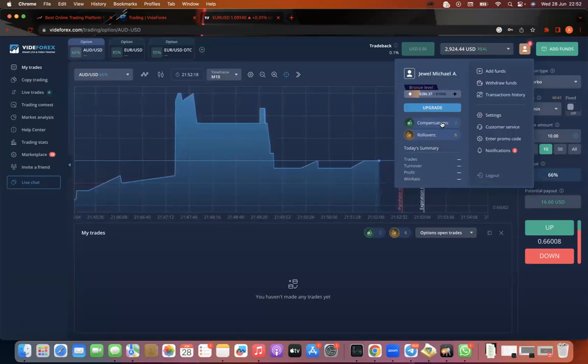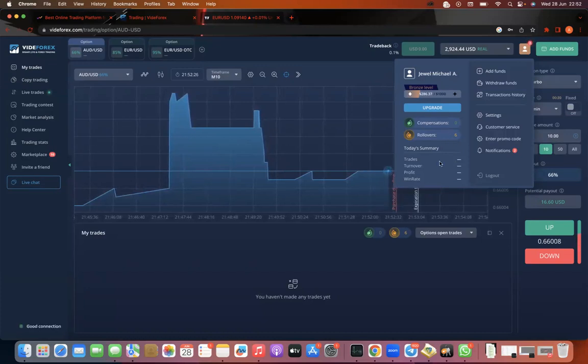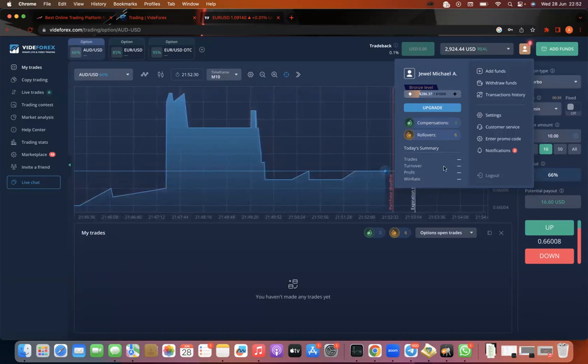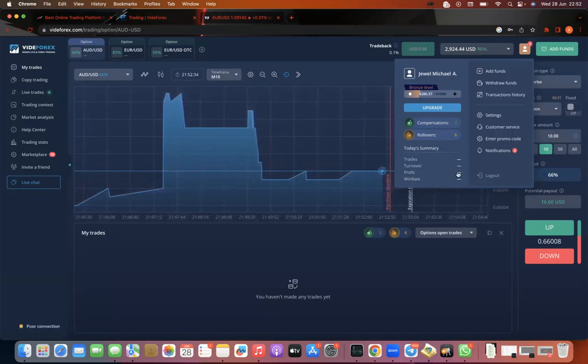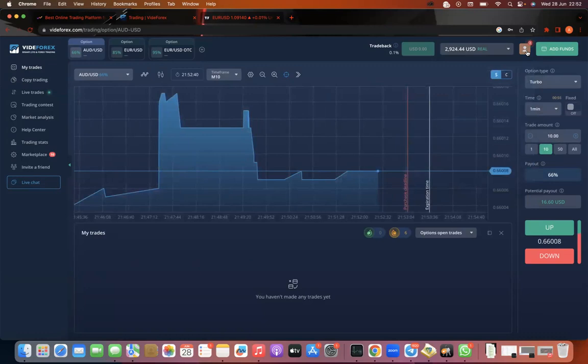All right. Then you can also see your rollover here. How many rollovers do you have? Yeah, I have 6 rollovers. Then you can see today's summary. Today's summary shows you how many trades you took today, the amount of turnovers you hit today, the amount of profits you hit today, and your percentage accuracy, which is also called the win rate. All right. And that's about this one.